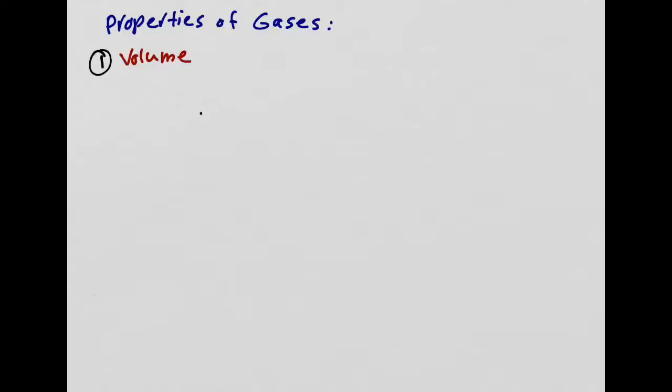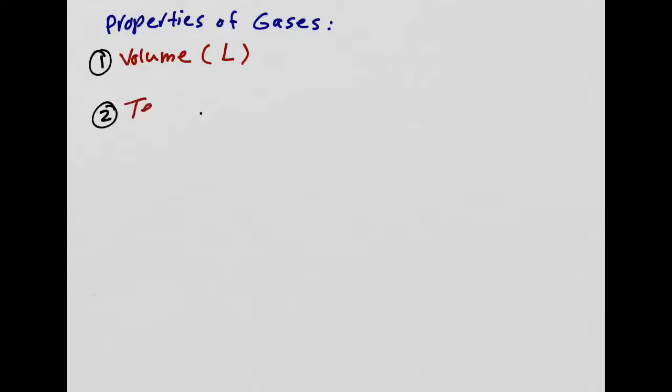And volume, we usually use liters for the unit. And remember what we talked about. Volume of the gas equals the size of the container. Don't forget that. And it has to be in liters. Okay. So gases have a volume.